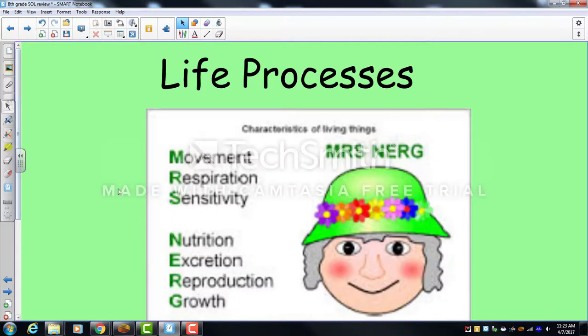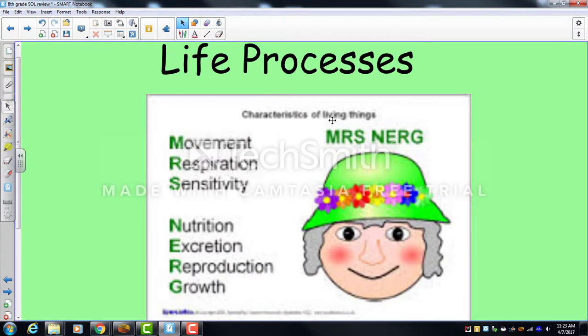All right, moving on. Life processes. So in order to be alive, to be a biotic organism on this planet, or any planet for that matter, living things need to be able to do all of these seven life processes. And the way we remember them is by remembering the acronym Mrs. NERG. So those seven life processes are movement, respiration, sensitivity, nutrition, excretion, reproduction, and growth.